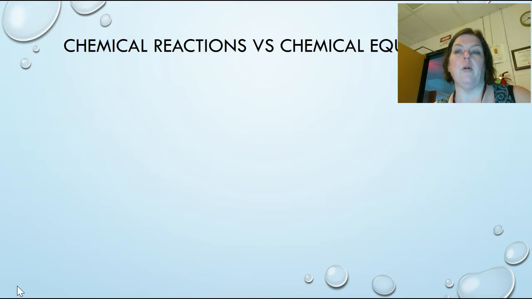Chemical reactions versus chemical equations. Basically, a chemical equation is the sentence that describes a chemical reaction to us. So as chemists, the chemical equation is our sentence. The chemical reaction is the statement of what's changing. They both represent similar things. Chemical reactions tell us the changes. Chemical equations are the sentence that we write down for that change.